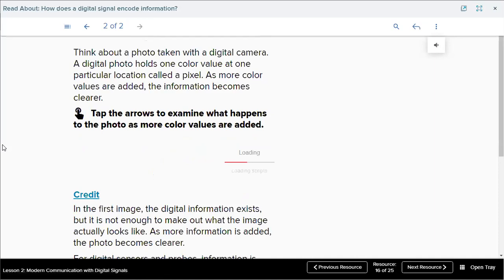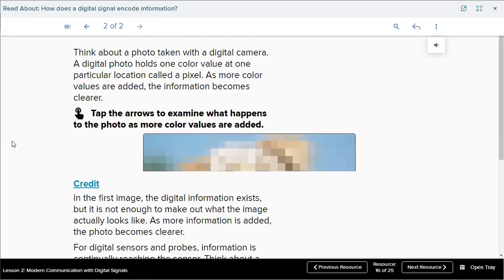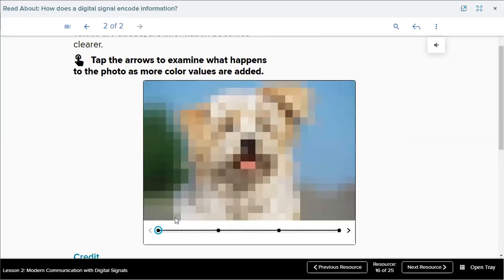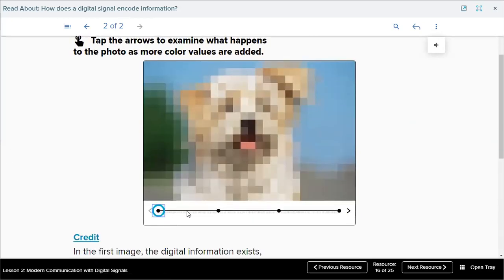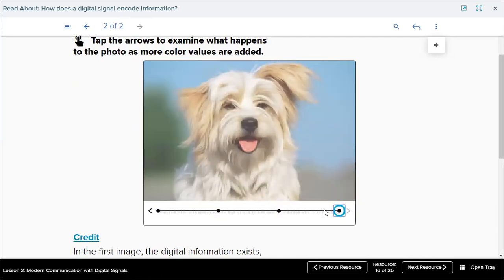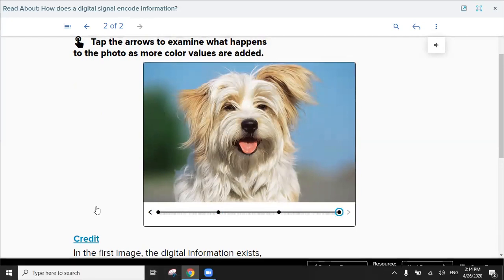So think about a photo taken with a digital camera. A digital photo holds one color value at one particular location called a pixel. This is called a pixel in the unit of camera. As more color values are added, the information becomes clearer, like this. Okay, so this, and so on. Understand me? Yes. So it's by what? It's by digital.